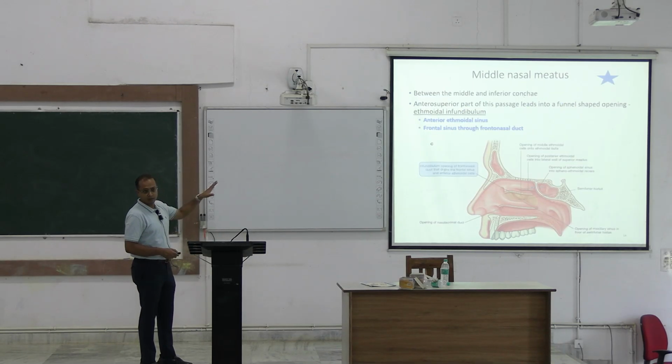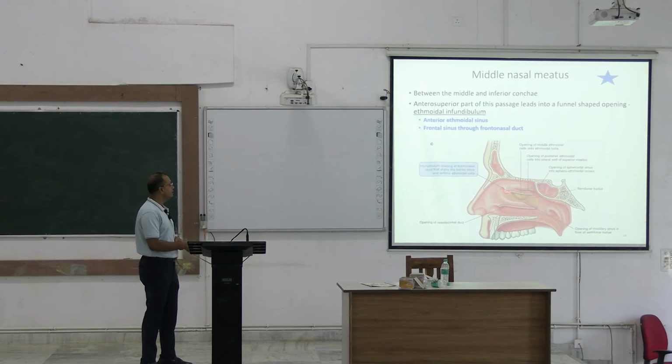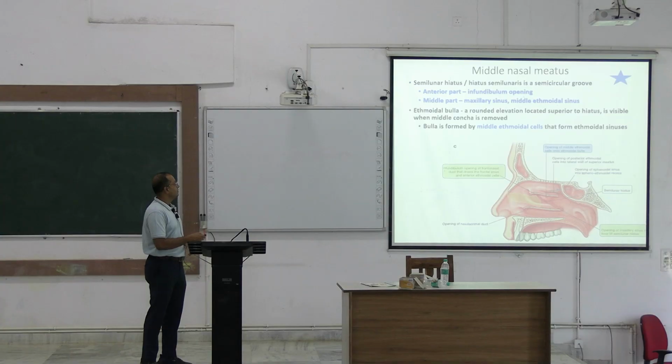Coming to the important meatus, we call it the middle nasal meatus. You have to know where this meatus is: between the middle concha and the inferior concha, a space wide enough. This middle meatus has a semilunar slit, which we call the semilunar hiatus or hiatus semilunaris. This slit has an anterior part, a middle part and a posterior part.